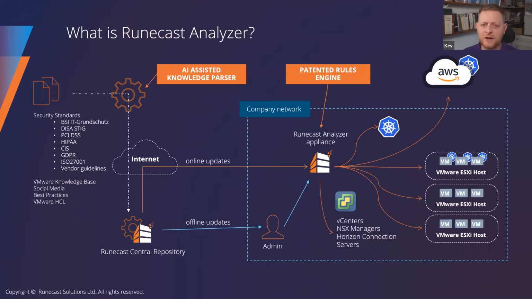So what happens is this AI scans all of these various different sources of data, the VMware knowledge base, all these best practices, Kubernetes best practices. We launched Kubernetes support recently. You'll be able to see over on the right-hand side, we can analyze Kubernetes clusters wherever they run. We've got all of these different security standards. So if you've got to be compliant with things like PCI DSS or HIPAA or CIS, we can really help to automate the reporting process for you.